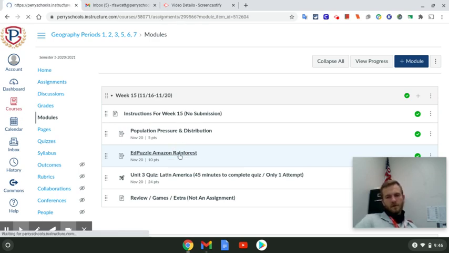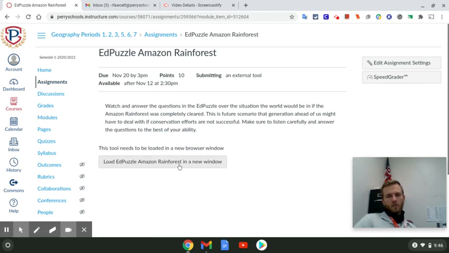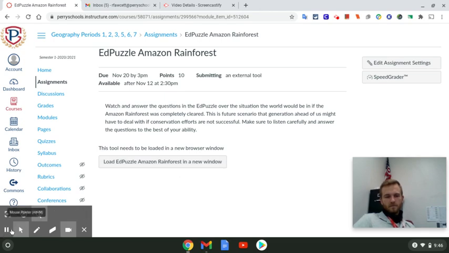So you're going to be selecting that assignment and then opening the Edpuzzle in a new window. You're going to watch, listen, and answer. And remember, if you didn't hear the correct answer, you can always rewind and rewatch in order to get the question correct. Please take your time so that you can get all the points possible.